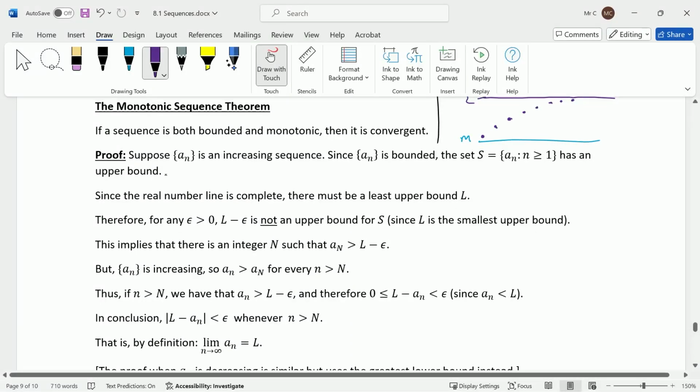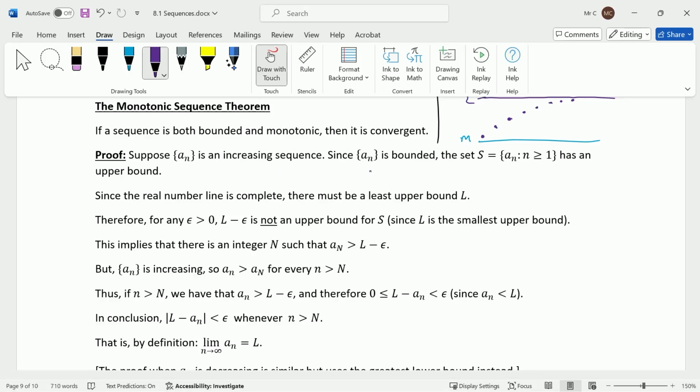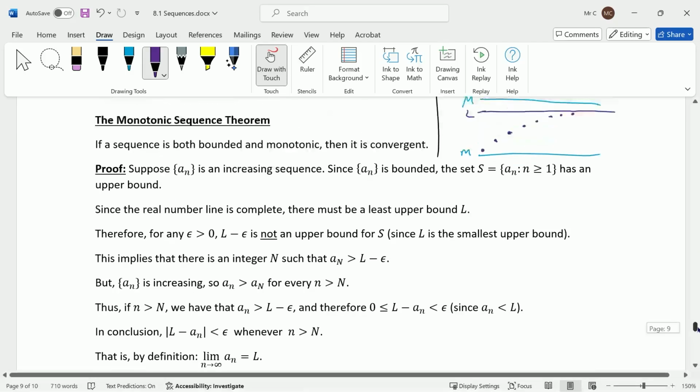So, suppose that our sequence a sub n is increasing. Since the sequence is bounded, that's one of our conditions, the set S of terms for a sub n has an upper bound. Right? What that means is it's bounded, it's got some upper bound, M or L or whatever.